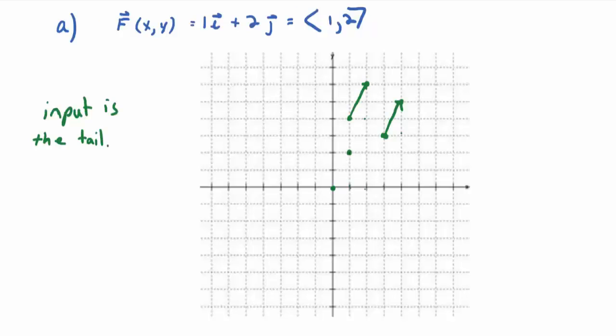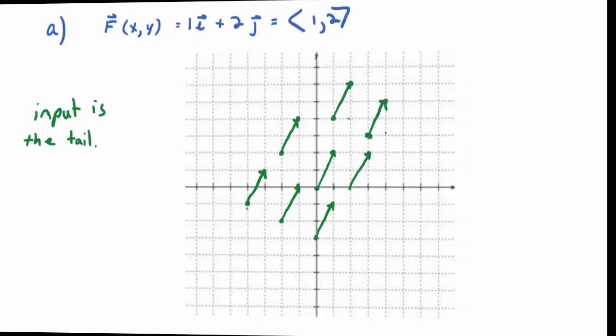Over 1, up 2. And so you get this effect that maybe it looks like we're modeling the current in a river, and there are no eddy currents or anything. It's all going in a uniform direction, kind of slanted, like so. Over 1, up 2. That makes sense? So it's super easy to plot a constant vector field.